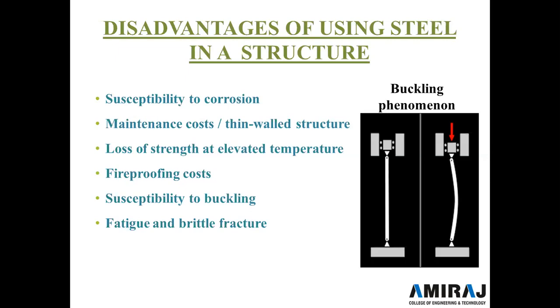Next is loss of strength at elevated temperature. The next is fireproofing cost, and another one is susceptibility to buckling, fatigue and brittle fracture. This means that it requires some fire protection, because the strength reduces at higher temperature. As the temperature increases, the strength of the steel also decreases, right?